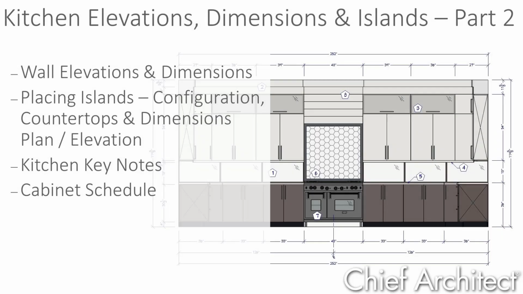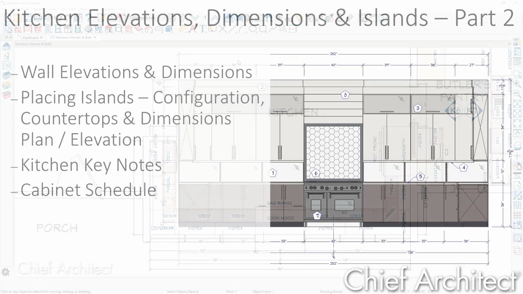For this kitchen design session on the Austin sample project, it will be a continuation from the first kitchen session. In this second session, I'll cover wall elevation dimensions, keynotes, placing and dimensioning islands, and creating a cabinet schedule. Let's get started with the main wall elevation.